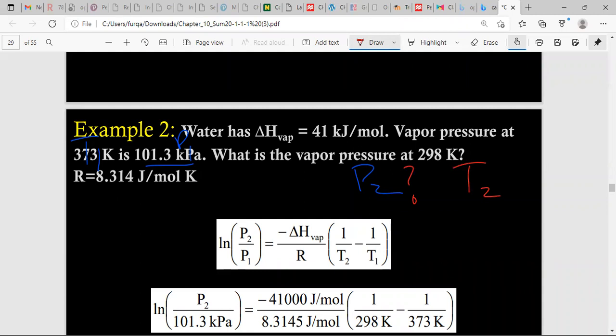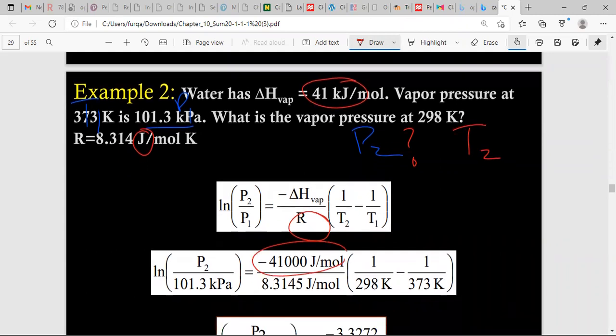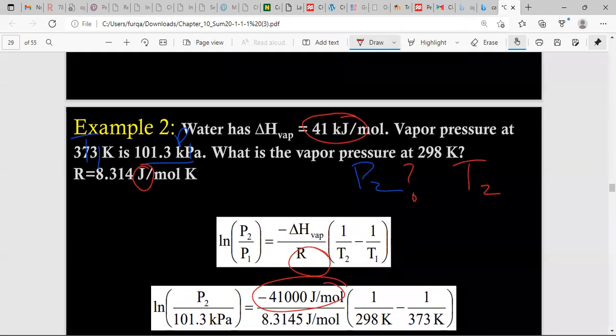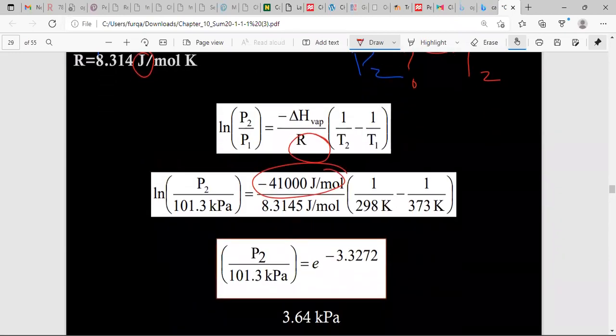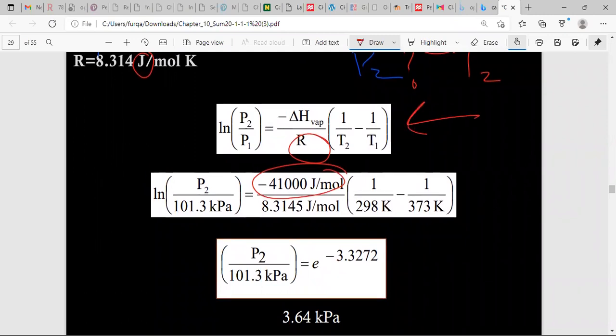So you must know that the value of R is in joules, so the delta H should also be converted into joules. It's given to you in kilojoules. Do not forget that. So we have converted that. And then temperatures are already given to us in Kelvin. If they were given to us in degrees Celsius, we would have to convert that into Kelvin. But it's already given in Kelvin. So just plug that into the two data point equation.